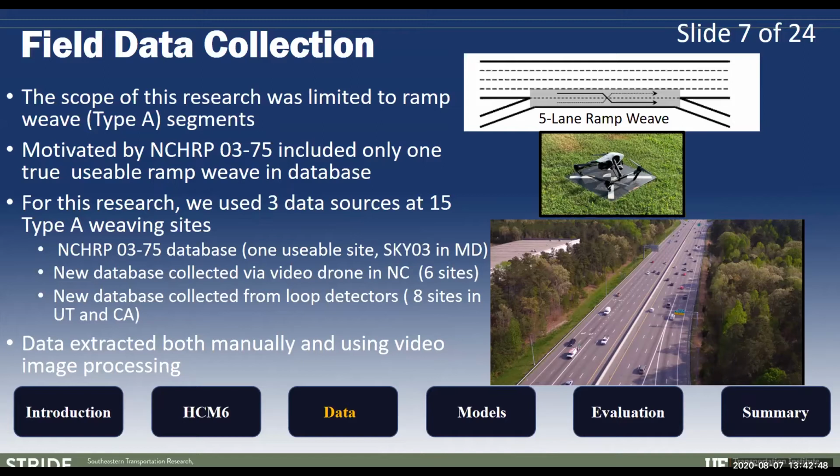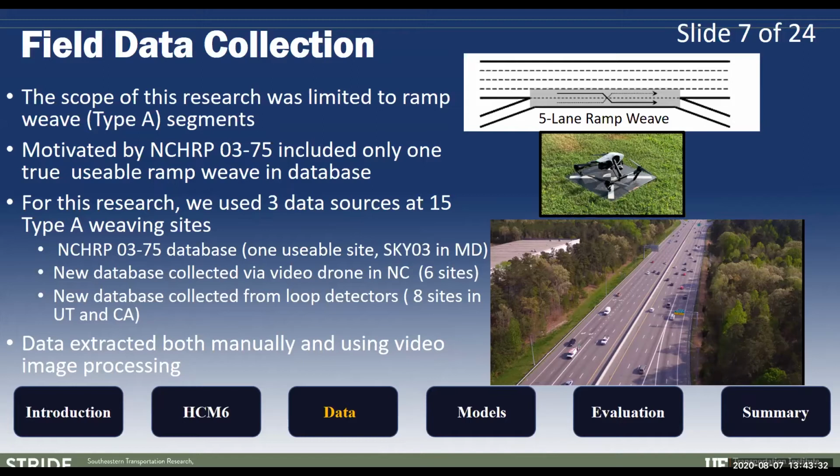And we used 3 data sources. The one usable segment from that NCHRP study, which was a Maryland site. We collected 6 new sites in North Carolina using drones, as you can see on the right-hand side, the drone that was used, and a screenshot of the drone video, which was taken about 400 feet above each of the sites. And finally, with the University of Florida help, we collected a new database primarily taken from loop detectors on some freeways in Utah, 8 sites in Utah and California.